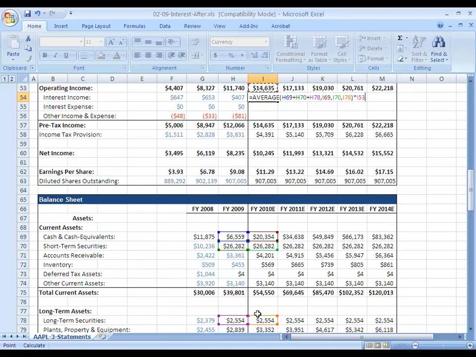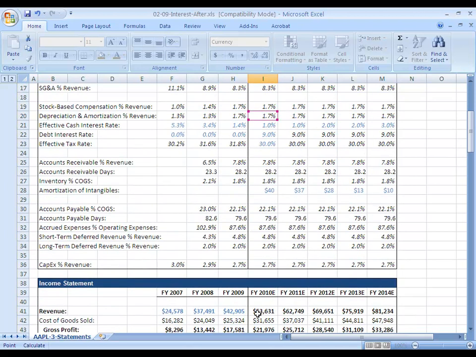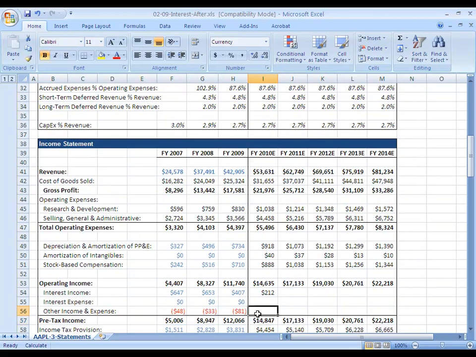Now I will multiply this by our effective cash interest rate. Control C and copy this across with Alt ESF.